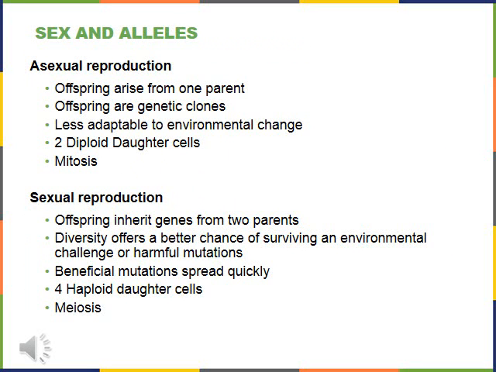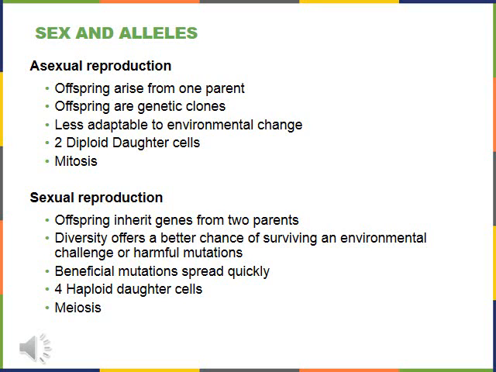Okay, so that review was a little bit longer than I was expecting. Now we're getting into the new material for Chapter 7. So before we get started, though, we need to talk about sex and alleles. Okay, so asexual reproduction is what mitosis is. Okay, sexual reproduction is meiosis. So that's a big distinction right there.